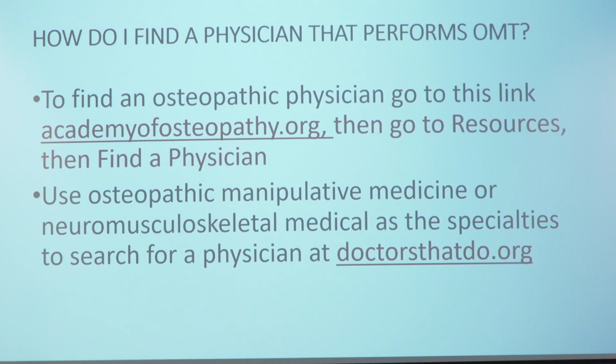I know we're trying to hurry for time. So if you're looking for a physician that does OMT, here are two links. You can find a neuromusculoskeletal medicine physician that's a specialist in osteopathic manipulative treatment. But there are also many DOs that actually do OMT, so you can find them as well.